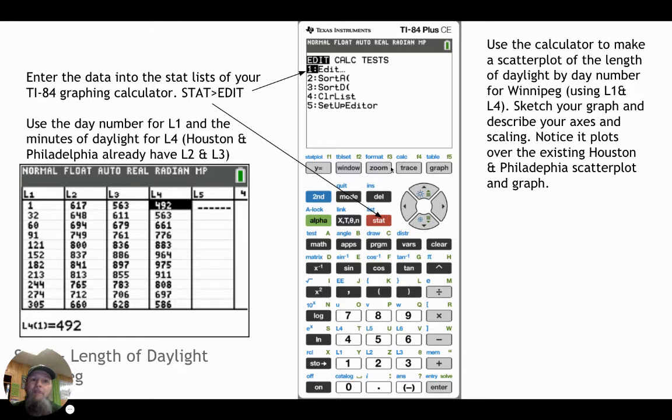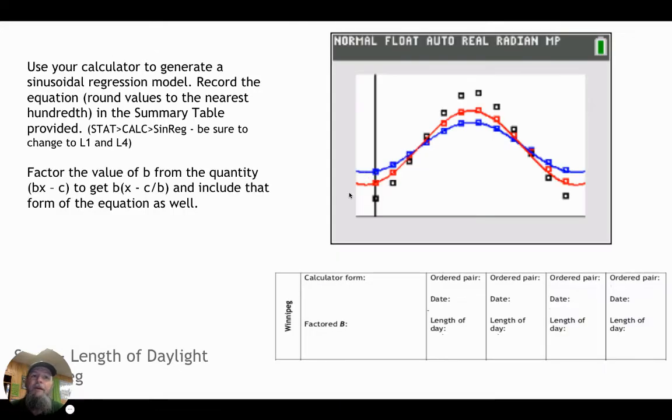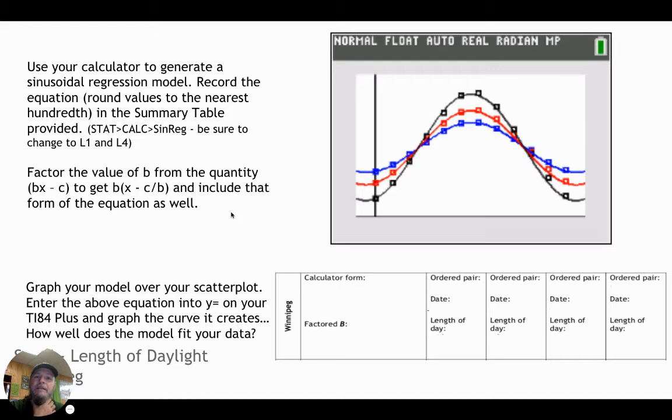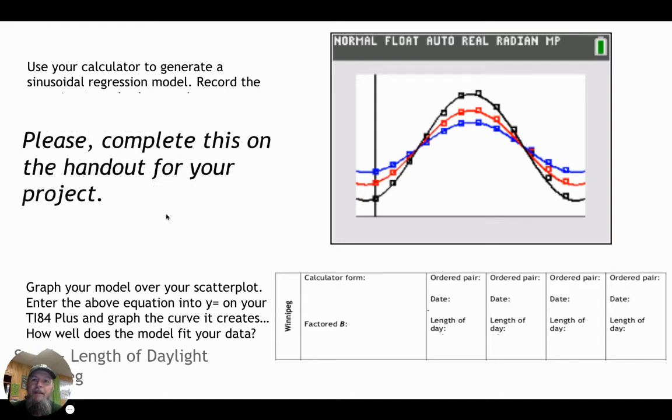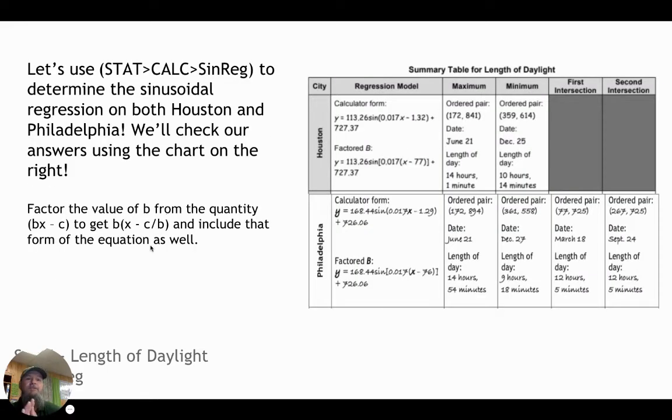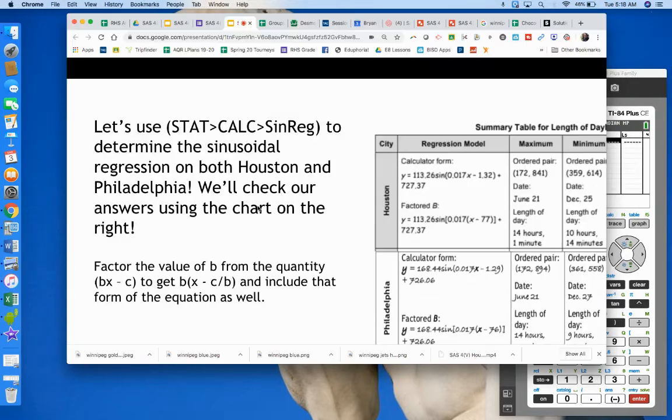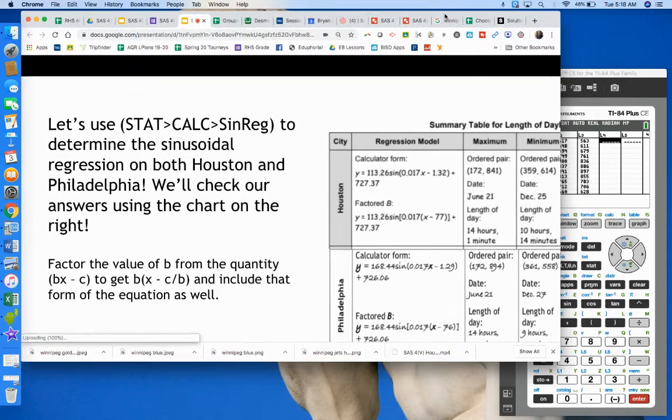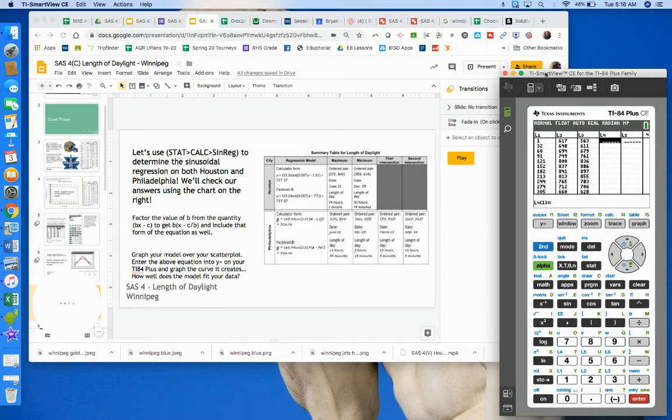Notice it plots right over the existing Houston and Philadelphia scatter plot when you graph. This is what it looks like when you're done. I'm not going to ask you to do it. We're going to complete this on the handout for your project. All right, so let's do that now. This is the Houston and Philadelphia stuff. We're going to check using that information, but we want to use the information for Winnipeg instead.